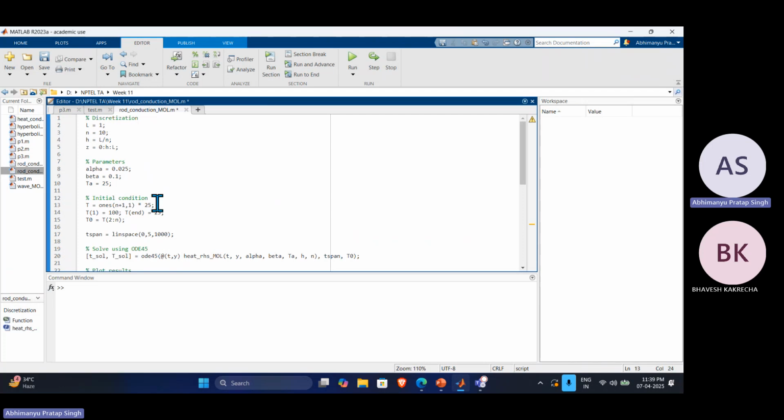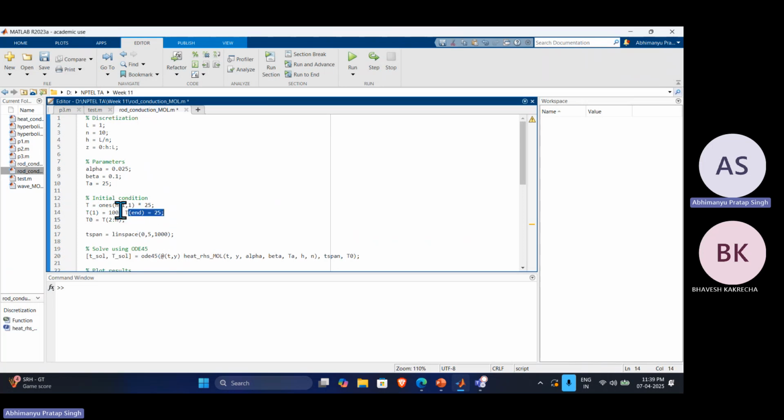Yeah, so this is the initial condition. Since we have been given an initial condition that the whole rod is at 25 degrees Celsius, I will initialize all the nodes with ones, and then multiply by 25 to get a vector of all 25 degrees Celsius values. The first element should be 100 degrees Celsius because that is the boundary condition, and the end node is maintained at 25 degrees Celsius. That is given to us.